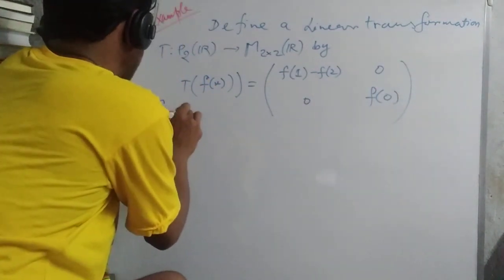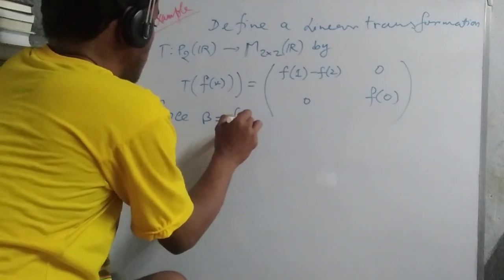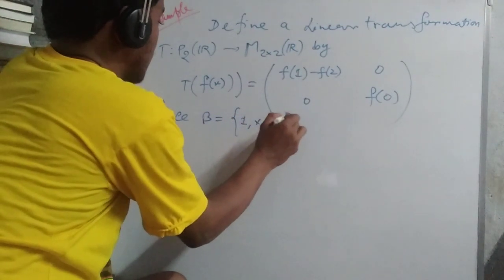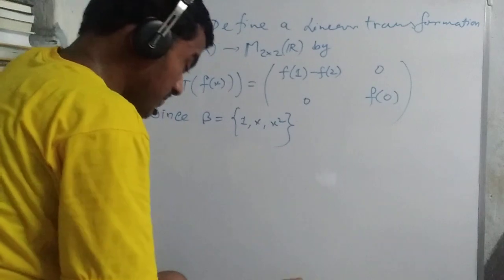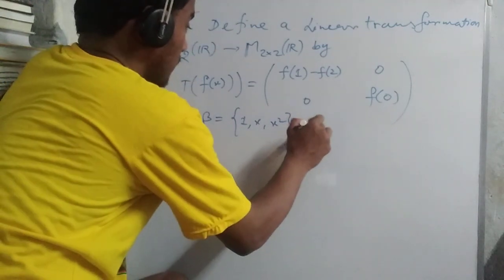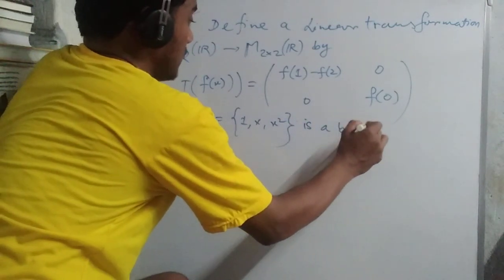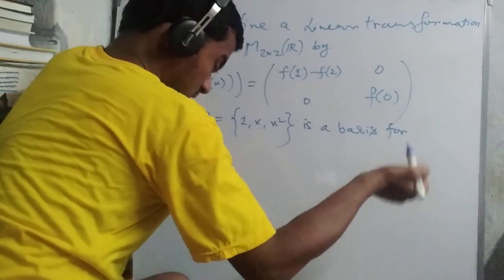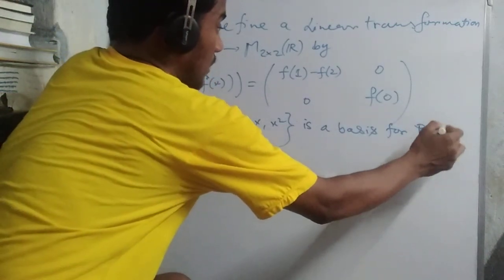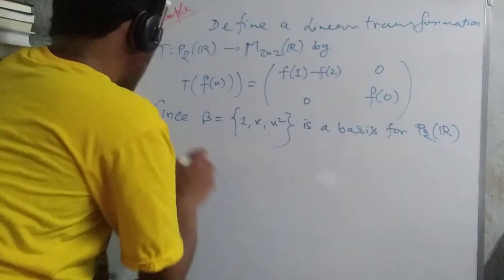This means beta equal to {1, x, x²} is a basis for P2(R). Then what happened?